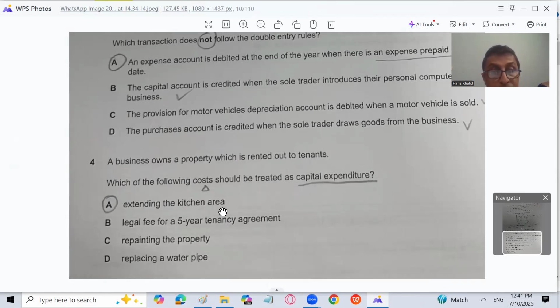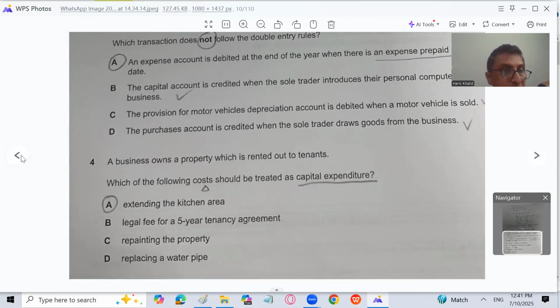Why? Because the legal fee, whatever we are paying, the benefit for this expense is for more than 1 year. So when the benefit is for more than 1 year, or as you say, for a 5-year tenancy agreement, that legal fee is a one-time expenditure for that particular period. So that is going to be a capital expenditure. So A is not going to be the answer. B is the answer for this question.